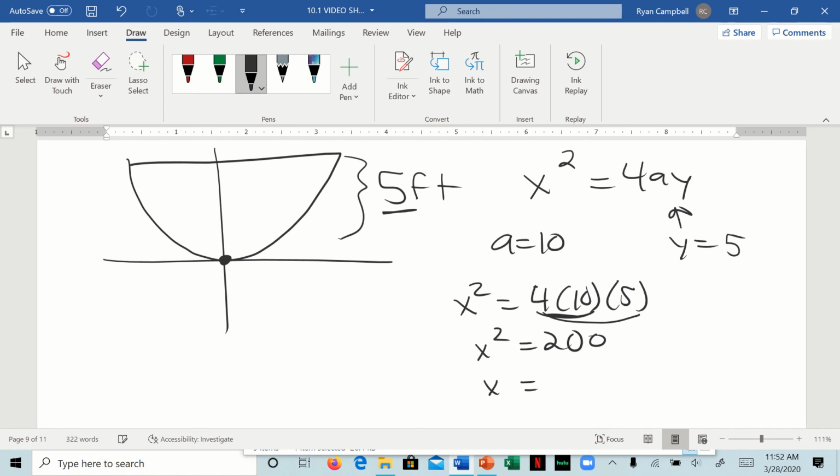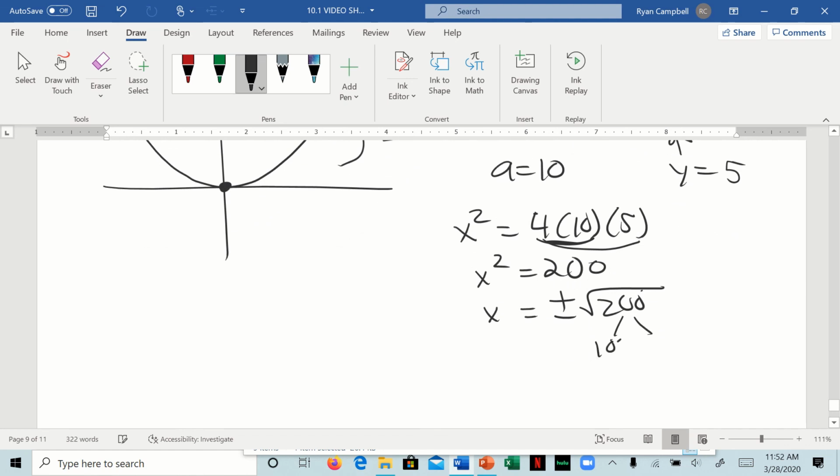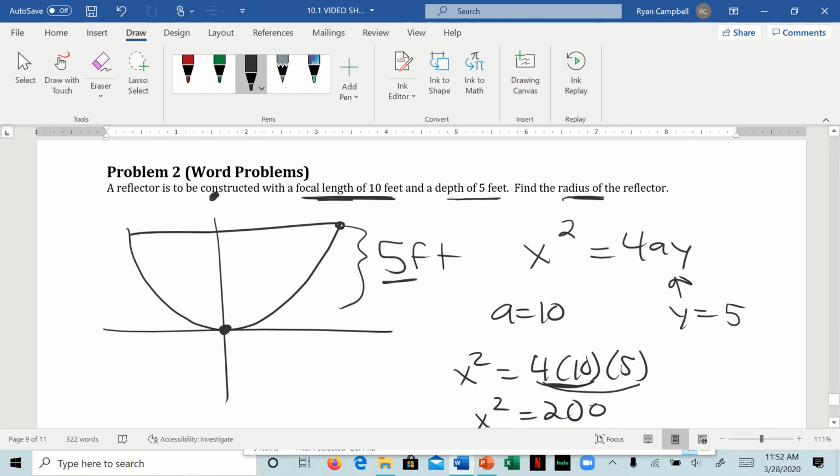So x is going to be plus or minus 10 times the square root of 2, right? Because you can do the square root of 200. 200 is 100 times 2, and the square root of 100 is 10, right? So x is plus or minus 10 times the square root of 2. So here's the point, (10 square root of 2, 5). And here's the point, (negative 10 square root of 2, 5).